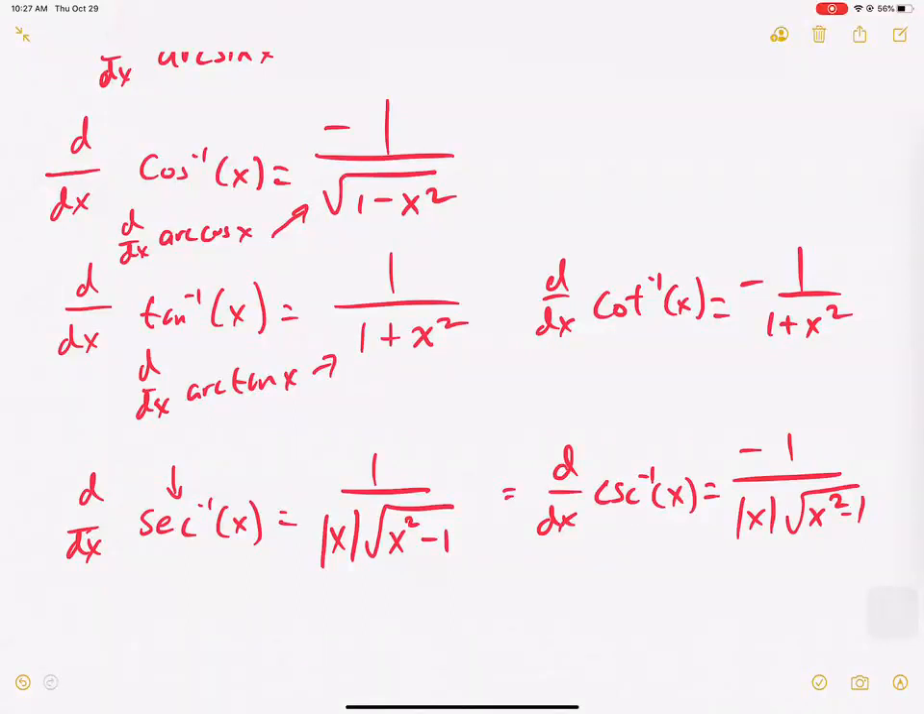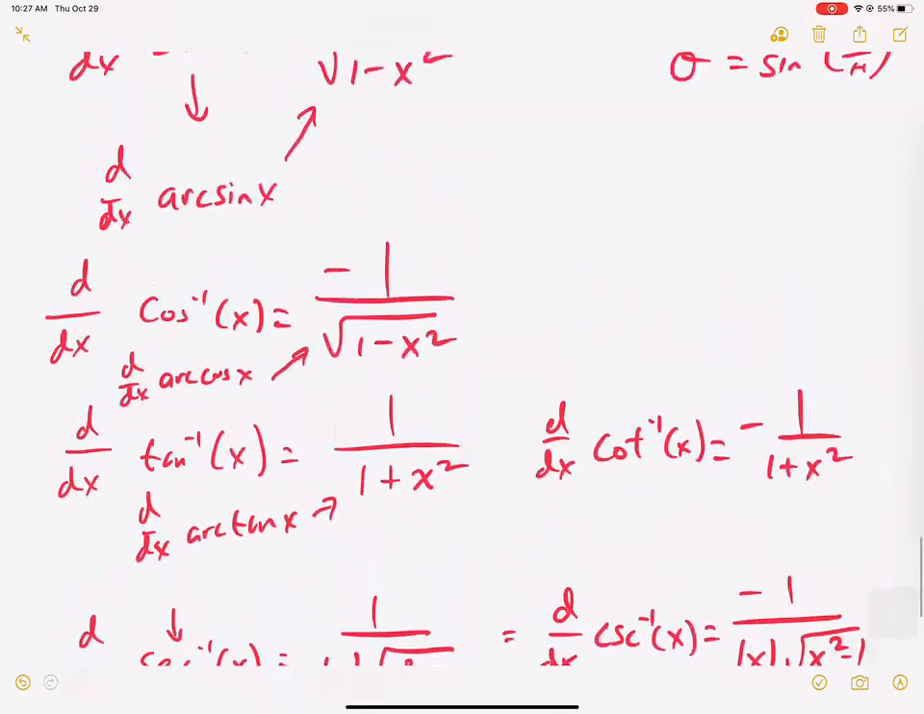It's just like when you guys memorized sine, cosine, and tangent. You just had to remember the derivative of sine is cosine. The derivative of cosine is negative sine. The derivative of tangent is secant squared. And then you use those as a basis to remember all the other ones, cotangent, secant, and cosecant, hopefully.